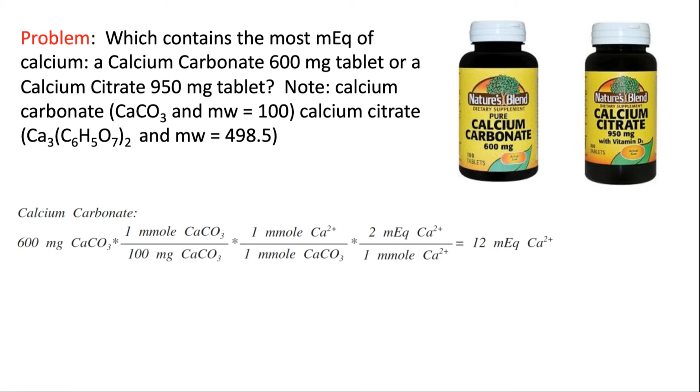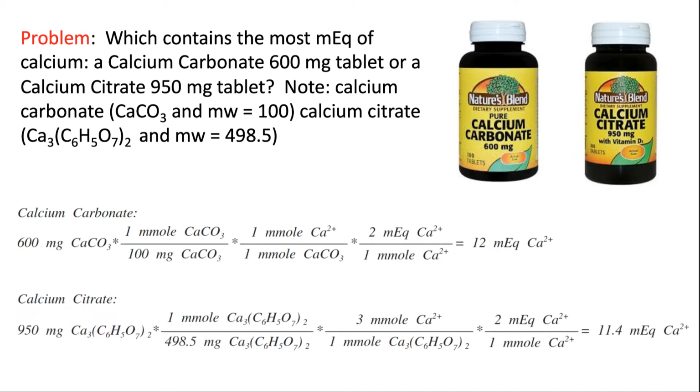Now, let's answer that same question, but for the calcium citrate. So here we see the calcium citrate. On the left, I have that each tablet weighs 950 milligrams. Let's multiply that and convert it to the number of molecules by multiplying by, on top, 1 millimole of calcium citrate has 498.5 milligrams, and that's the formula weight. So milligrams of calcium citrate cancel. We're now in the number of molecules.